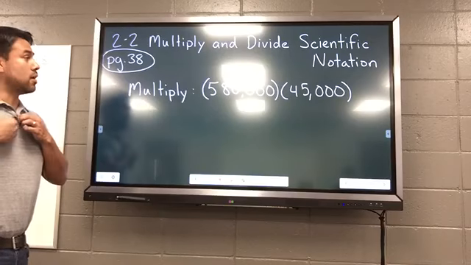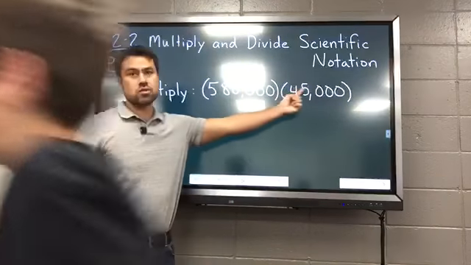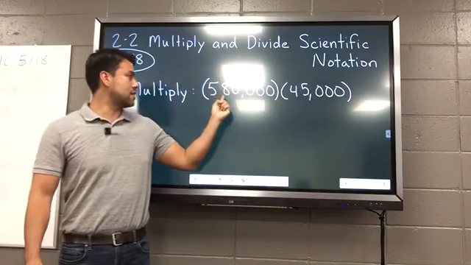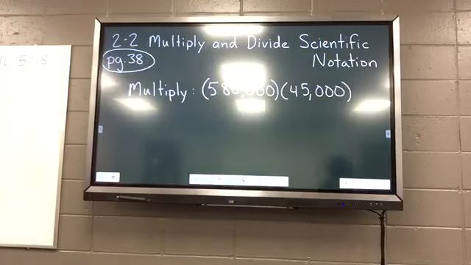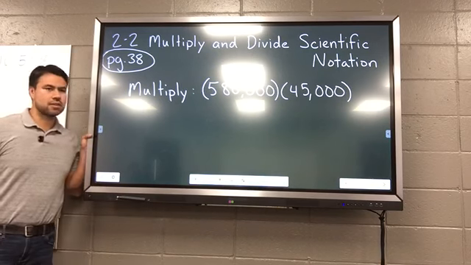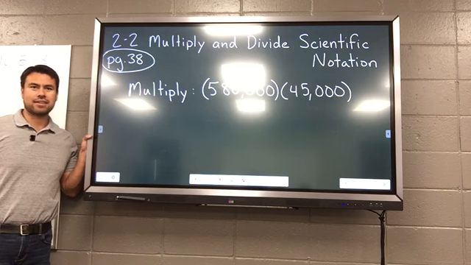What I want you to do is go ahead and multiply these two numbers out just like you normally do. 580,000 and 45,000. Just multiply them out. Let me know when it is done. Okay, so go ahead and multiply that out, and good luck.